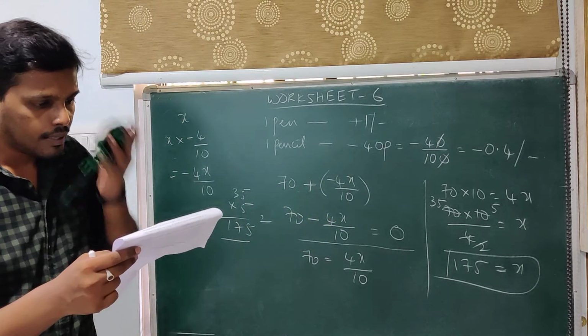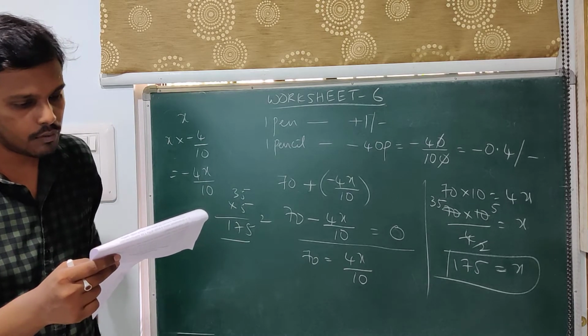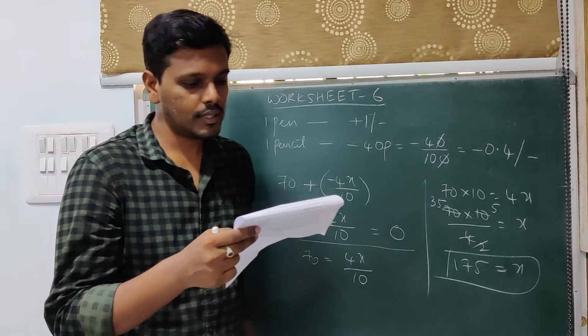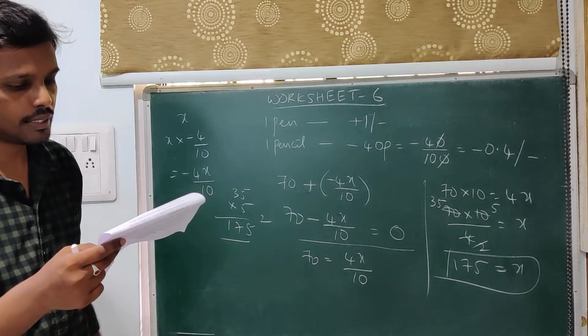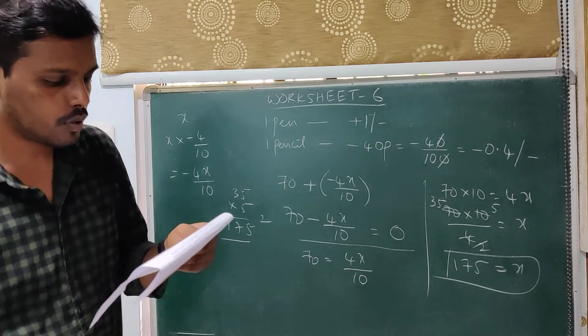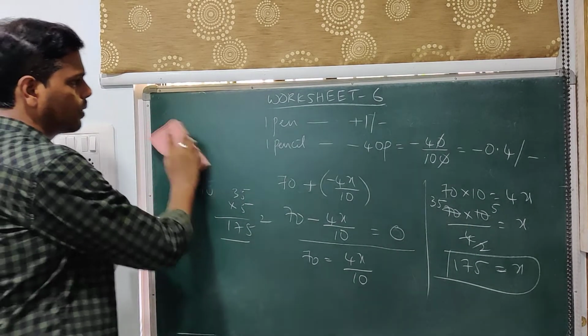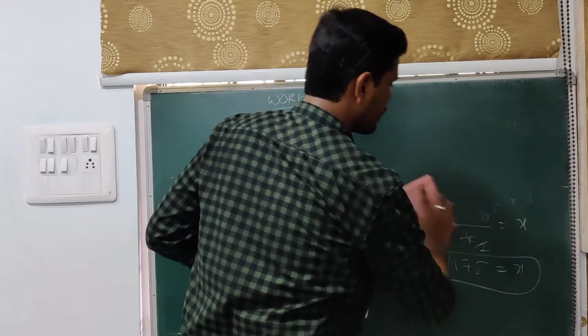Next, in a class test containing 15 questions, 4 marks are given for every correct answer, minus 2 marks are given for every incorrect answer. Bharati attempts all questions but only 9 are correct. What is her total score? Okay. Now this is just similar to the first column which we have done.